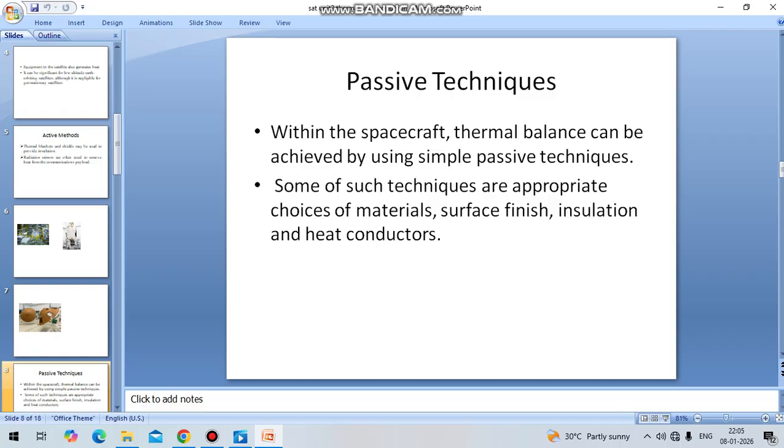In the passive techniques within the spacecraft, thermal balance can be achieved by using some passive techniques. These are the proper choosing of the materials. For the construction of the various components as well as devices within the satellite, they will be fabricated or manufactured from various materials. So care should be taken while choosing the materials for the manufacturing of the internal parts of the devices.